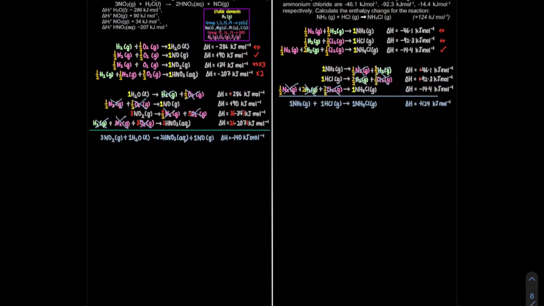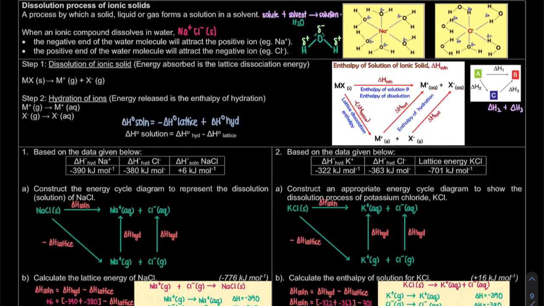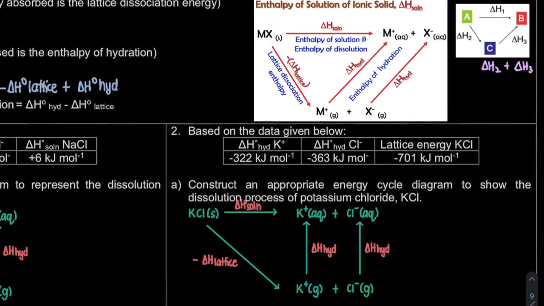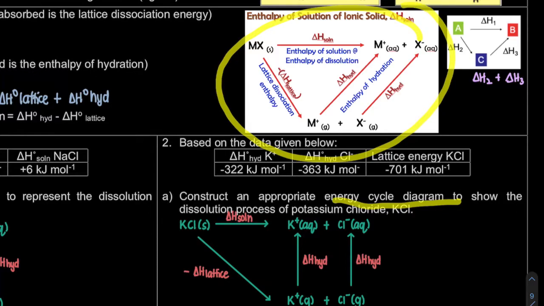Okay. That's it. Next, what we're going to look at is actually the dissolution of ionic solid. Dissolution of ionic solid, you have to answer it because the question usually asks you to draw the energy cycle diagram. So this part, you must draw the energy cycle diagram.